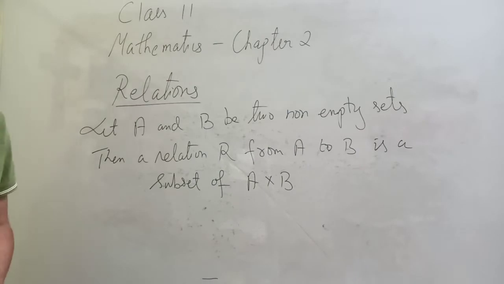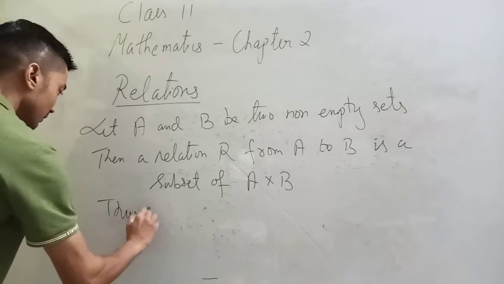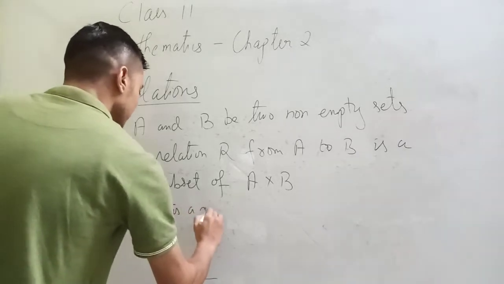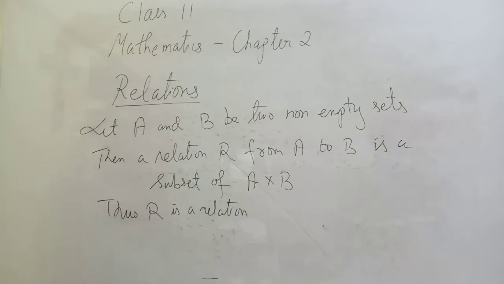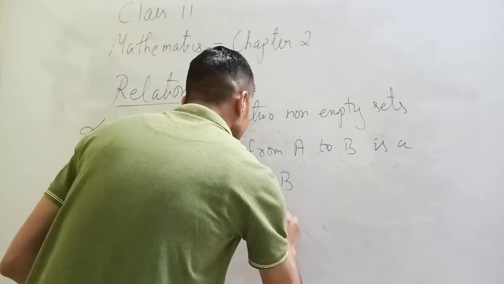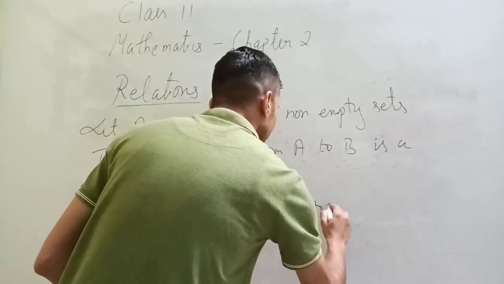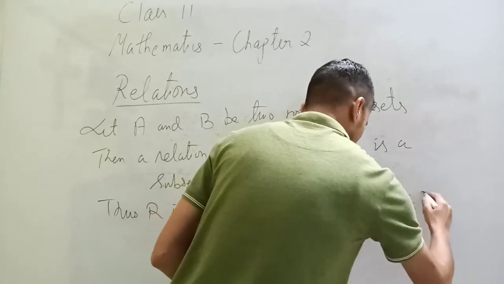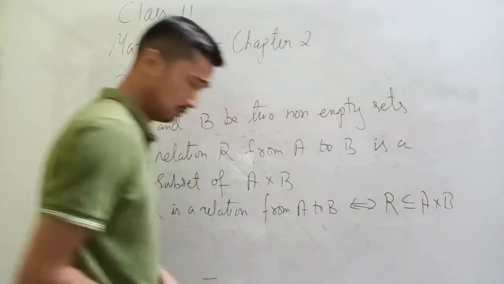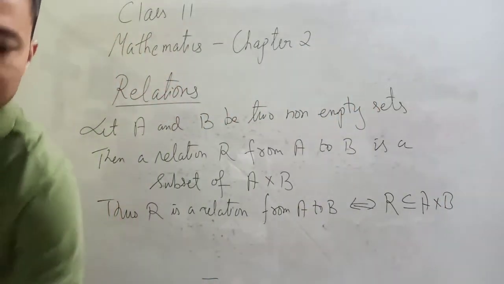Alright, you can please note down the relation. Thus, R is a relation from A to B, which also implies otherwise that R is a subset of A cross B. Alright?